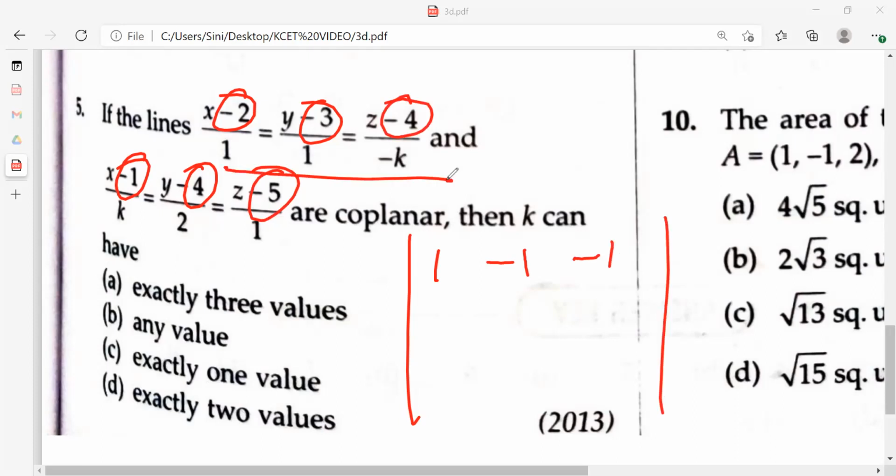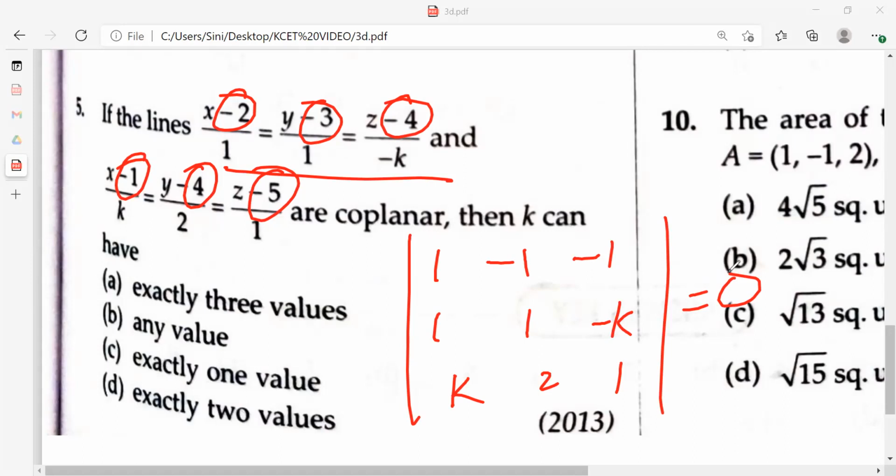Minus 1 plus 4, it is again minus 1. Then I write this thing: 1, 1 minus k, correct? Then k, 2, 1. Then I have to equate it to 0. Yes? Then I have to find the determinant of this. Okay, fine. Then I have to get the determinant of this. But I'll tell you one small thing in this.